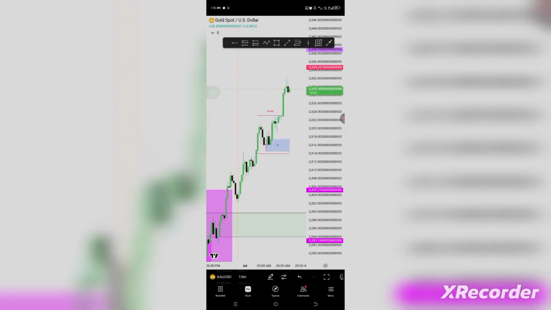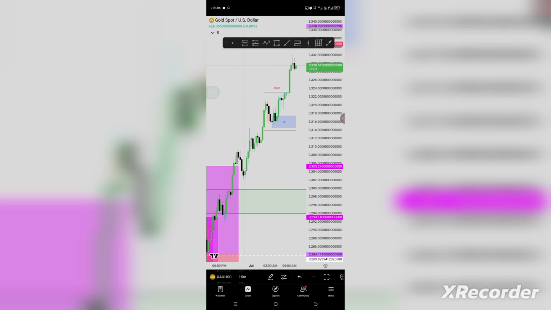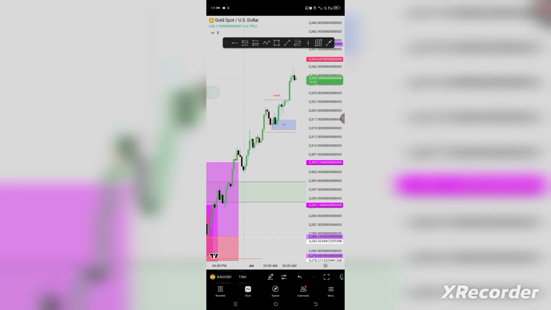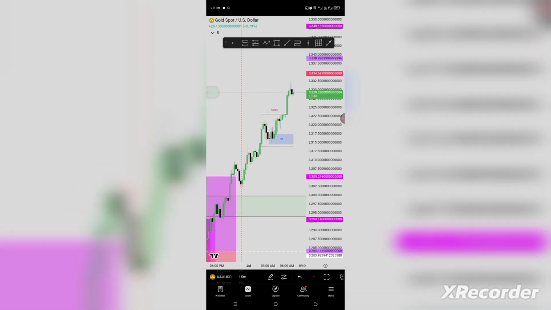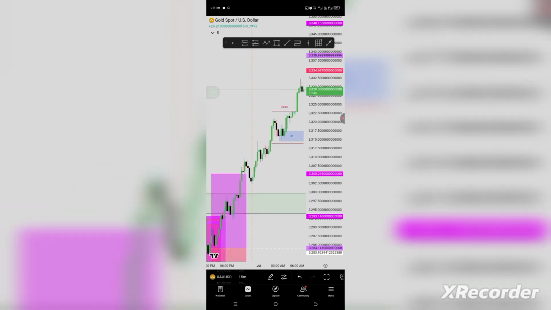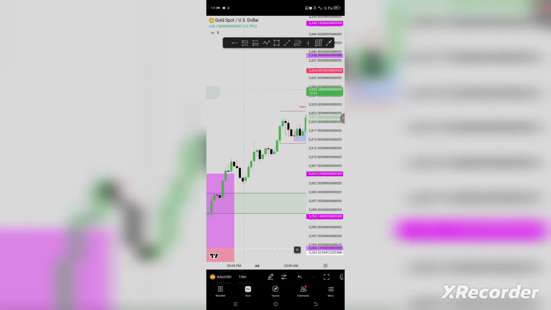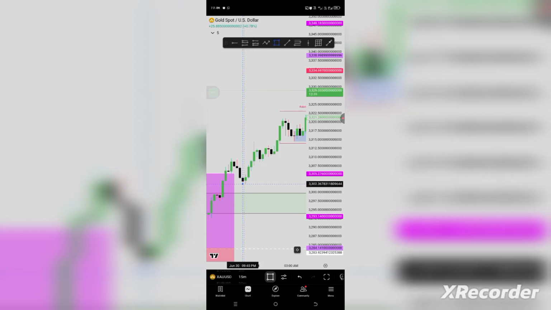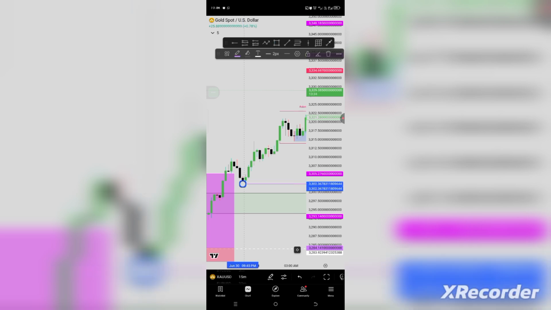But yeah, we can clearly see that we are in an uptrend. In an uptrend, I should be looking for buys, only buys today. And we have multiple zones right here, but I would like to go with the extreme zone because I think that's the only zone that has not been mitigated. The imbalance is still active.